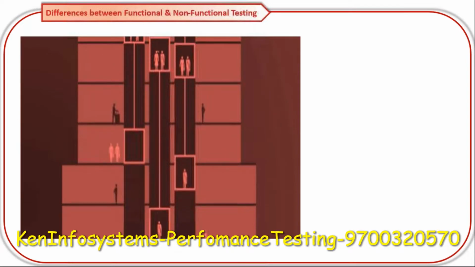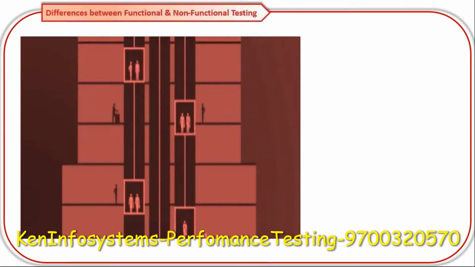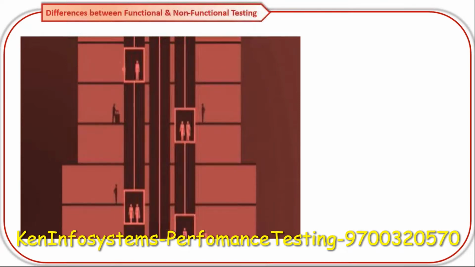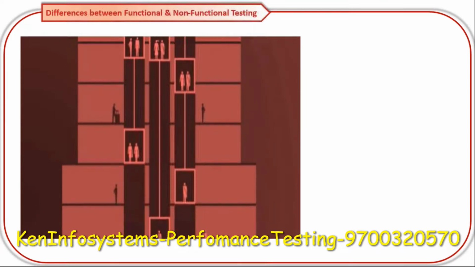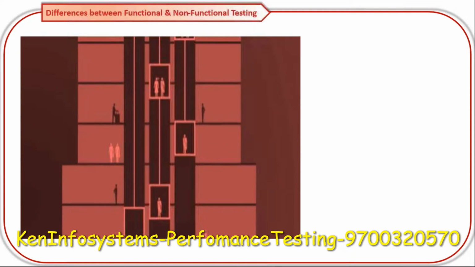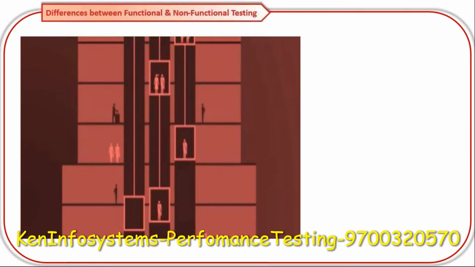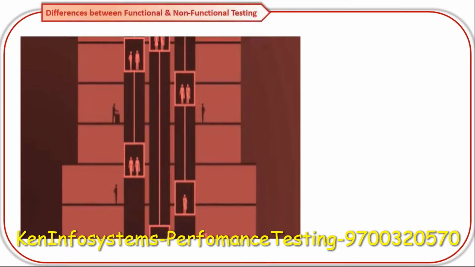If it is not stopping as per the sequence, if it is first going to 6th floor and then it is going to 7th floor and then it is stopping at 5th floor, it's not an expected behavior. We call this a bug. So all these bugs will be identified and fixed at the functional testing stage.